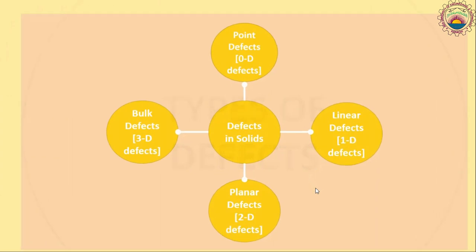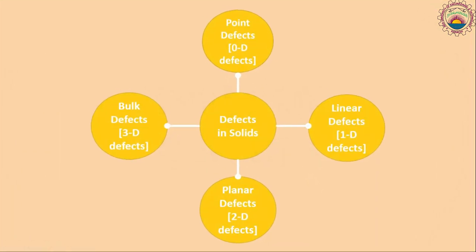Now the types of defects. We have four different kinds of defects. The first one is called a point defect, also called a zero-dimensional defect. Then the second one is called a linear defect, also termed a one-dimensional defect. Then the planar defect, or two-dimensional defect, and the bulk defect, the three-dimensional defect, which we commonly encounter in daily life, like the cracks in our materials.